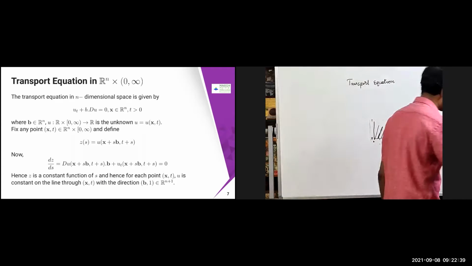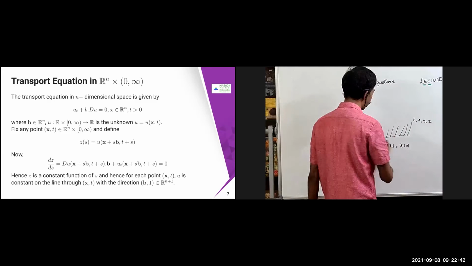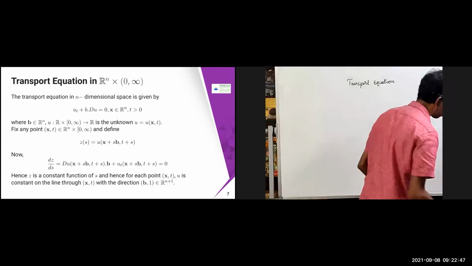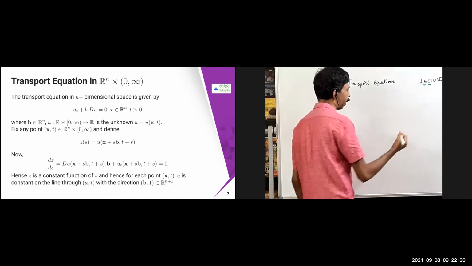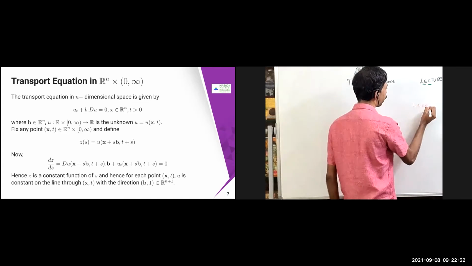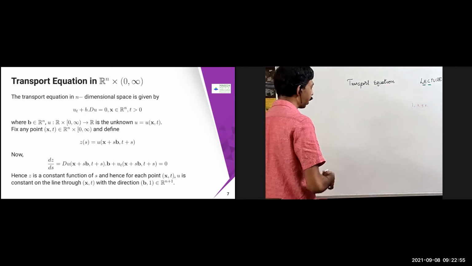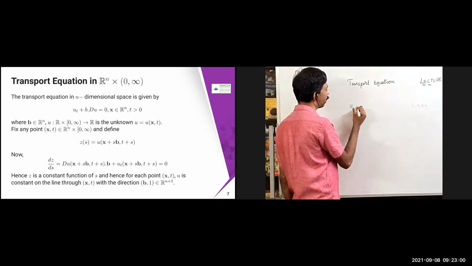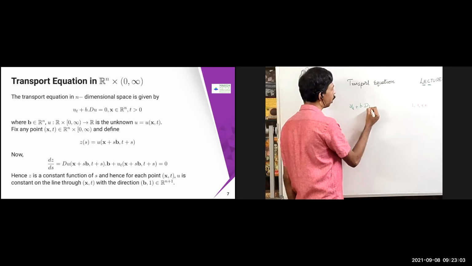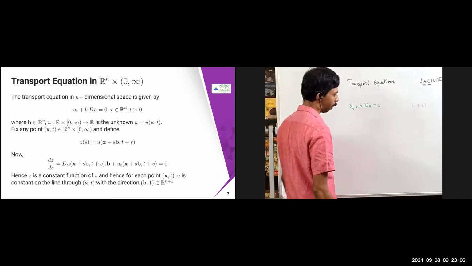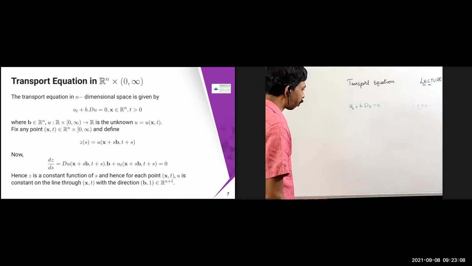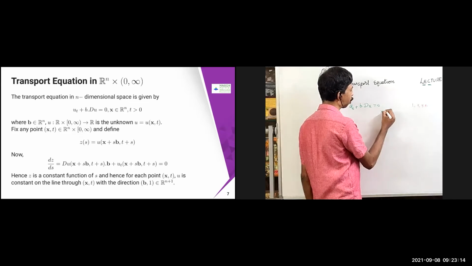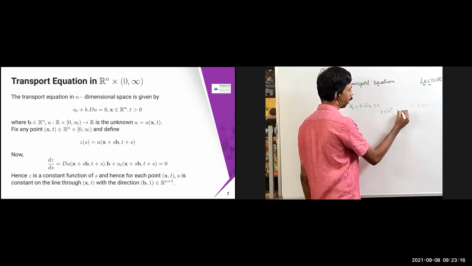So this problem we can generalize. This transport equation we can generalize, as I mentioned, T of x comma y comma z. This is the generalization of that. Not only T of x comma y comma z, you can generalize for n dimensions also. In that case, it becomes u_t plus b dot Du equal to 0, where Du is the directional derivative. This is the general n-dimensional problem where x belongs to R^n and t is greater than 0.